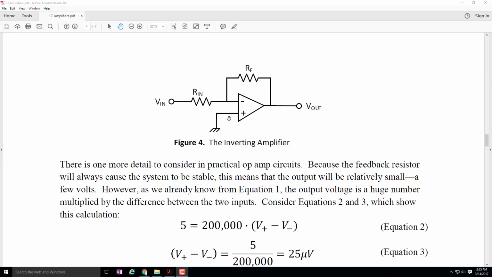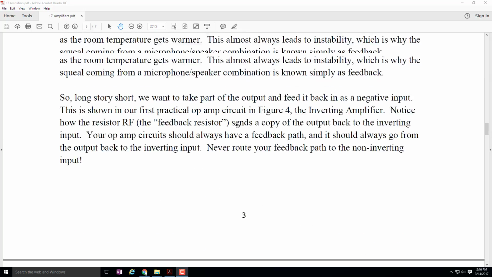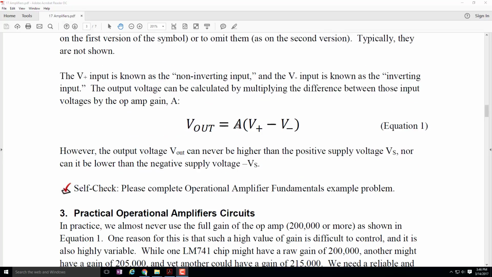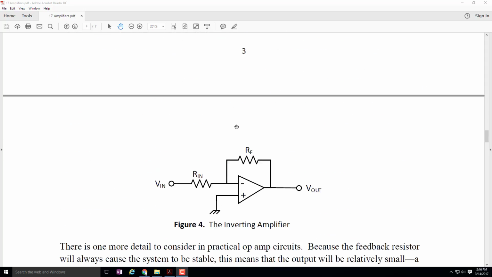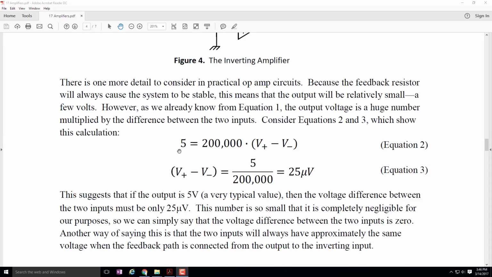So one extra thing that I want to consider here. Let's imagine if I go back up to equations 2 and 3. Oh, they're right here. So I know that if the output needs to be a reasonable number, say about 5 volts, and if the raw gain is like 200,000, then that means that the voltage difference between V plus and V minus needs to be a very, very small number, something like 25 microvolts.